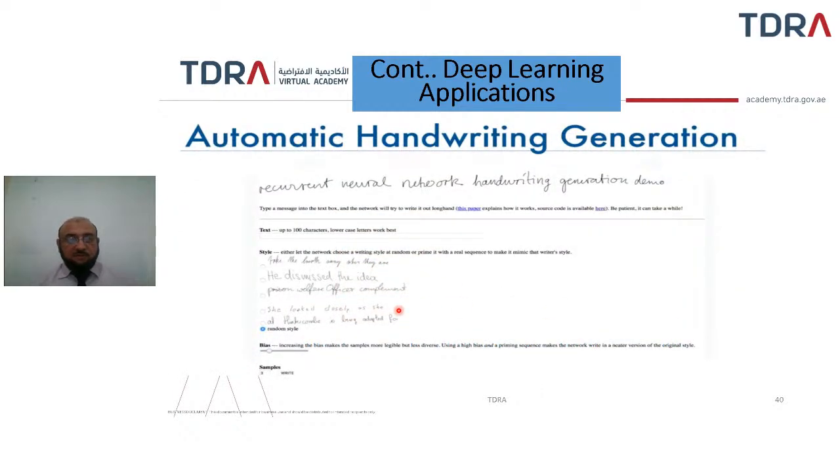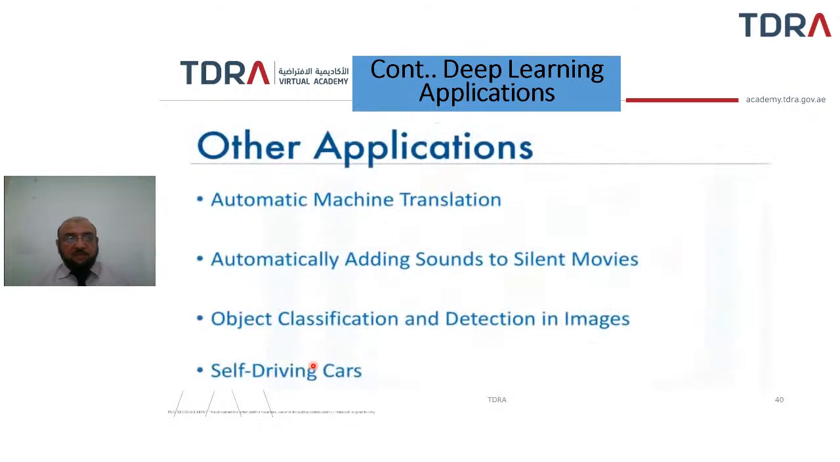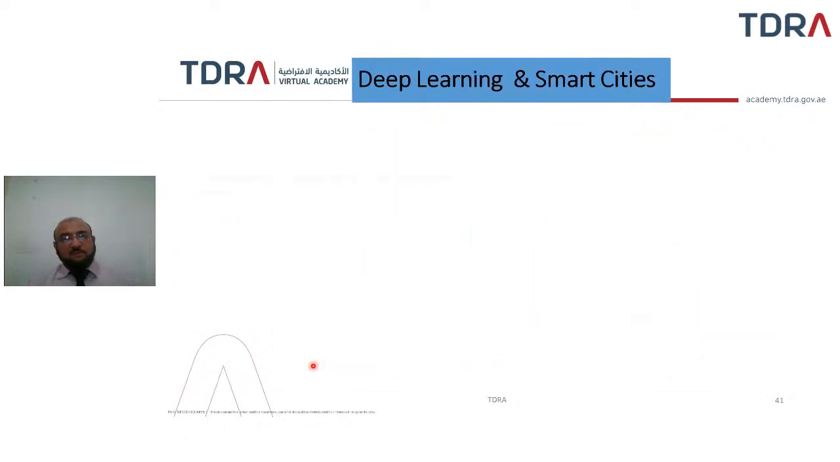This is another application in which we give some text, and then we give the option of how our handwriting will be. The system will give us the handwriting, human handwriting, or we can give it a random style option so that it gives us random handwritings. Then the other applications are automatic machine translation, automatic adding of sounds to silent movies, object classification in images, and self-driving cars.